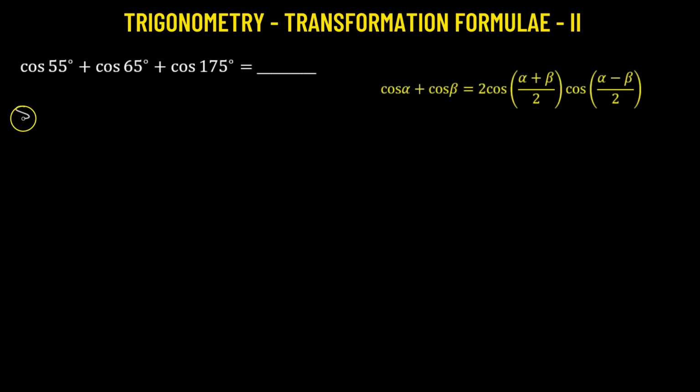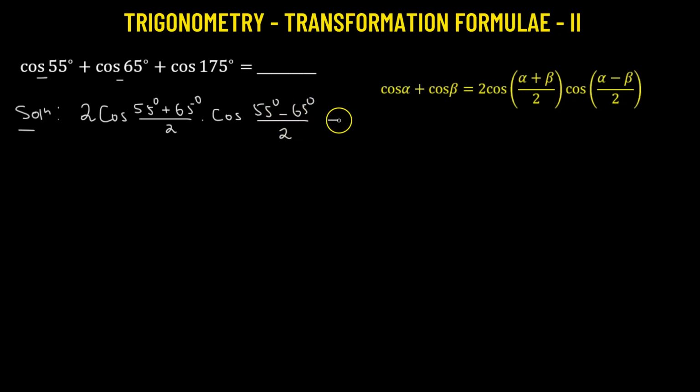Let us begin. We'll start by combining the first and the second term. So here we have cosine of 55 degrees plus cosine of 65 degrees. Let's use this. We're going to get 2 times cosine of (55 plus 65) degrees divided by 2, multiplied by cosine of alpha minus beta. So here we have (55 degrees minus 65 degrees) divided by 2, added to the third term. We are not going to do anything with the third term yet. So we have cosine of 135 degrees.